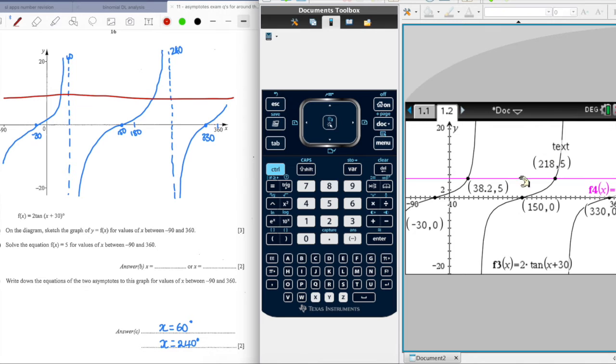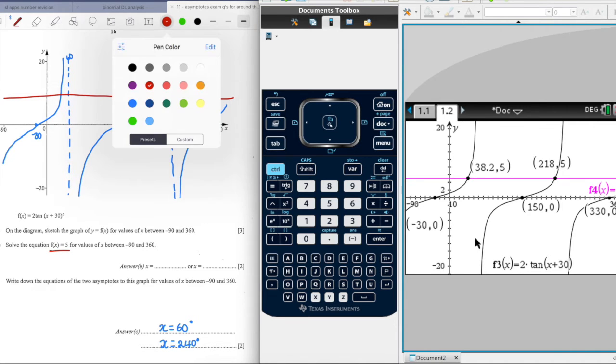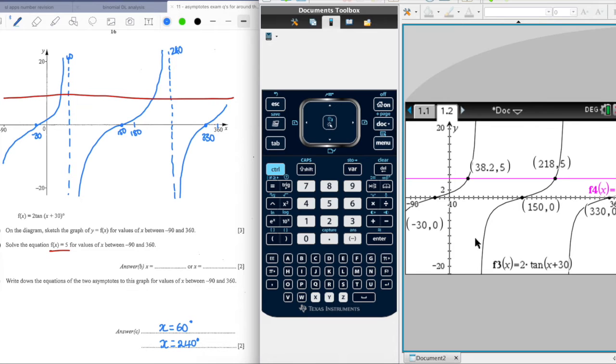So we have two solutions to the graph of f of x, which is the black graph there, is equal to 5, which is the pink graph on my GDC. Now notice the actual question, f of x equals 5, it doesn't actually have any y values written on it. So I'm not interested in the y value. We know that y is 5. So it's x is equal to 38.2 and x is equal to 218.